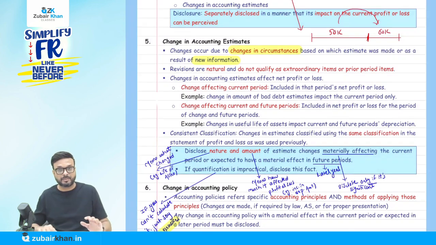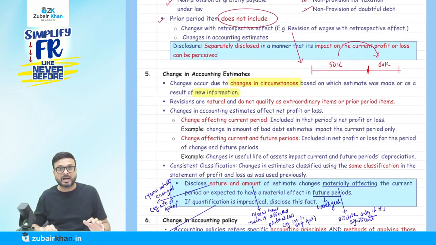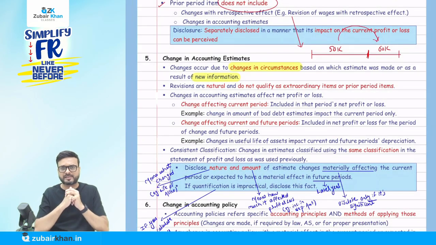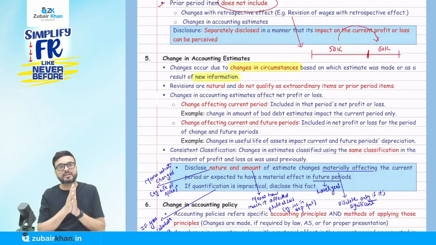We made a certain estimate in the past. Now we are changing the estimate. For example, we assumed that the life of the asset will be, suppose, 10 years. Now after 8 years, we change that, and it should be 12 years. Or we made a provision of 5%, then we decided it should be 8%. So we're changing the estimate.